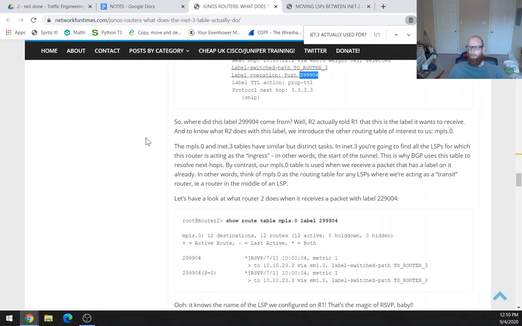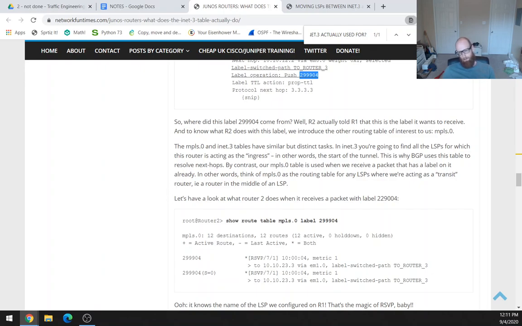This is why BGP uses this table to resolve next hops. By contrast, our MPLS.0 table is used when we receive a packet that has a label on it already. In other words, think of MPLS.0 as the routing table for any LSPs where we're acting as a transit router, i.e. a router in the middle of an LSP.